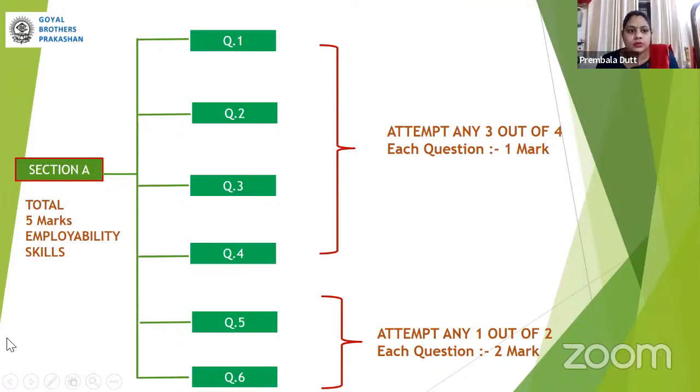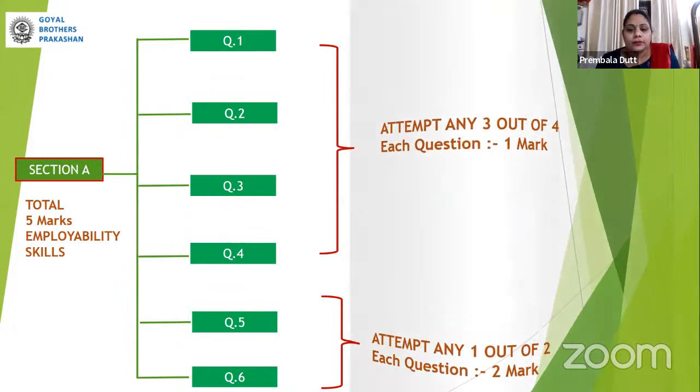Now, this is what I was telling you through a blueprint. Section A, in total, there are 6 questions. First 4 questions are of 1 mark only. Amongst these 4 questions, the child has to appear only 3. Questions 5 and 6 are of 2 marks. This is in section A only, but the student has to appear only and only one. So in section A, amongst these 4, they have to appear only 3, and amongst these 2, they have to appear only and only 1.